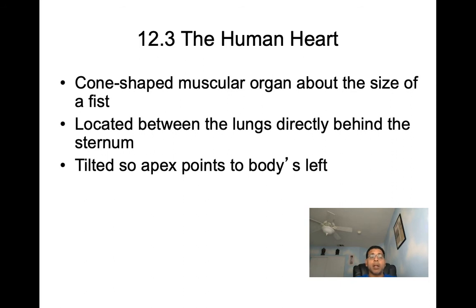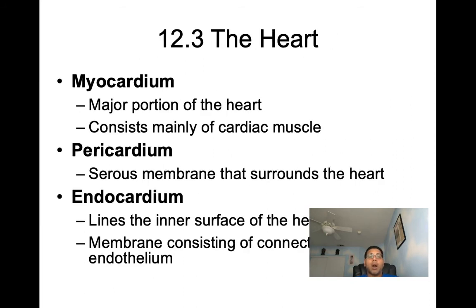Let's check out then the heart in greater detail. We can see the heart wall is made up of three layers. You have first the middle layer, that's called the myocardium. External to that, you have the pericardium. And internal to the myocardium, you have the endocardium. So the middle layer is called the myocardium. The myocardium is the major portion of the heart, and it consists mainly of cardiac muscle.